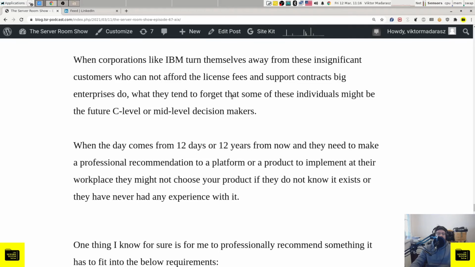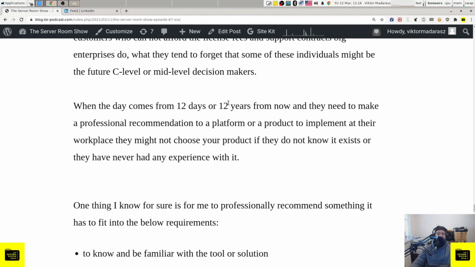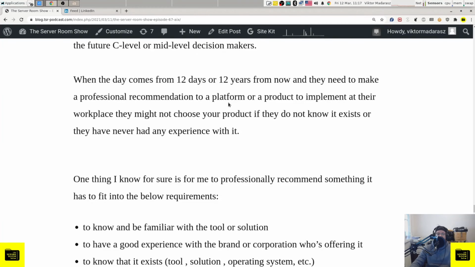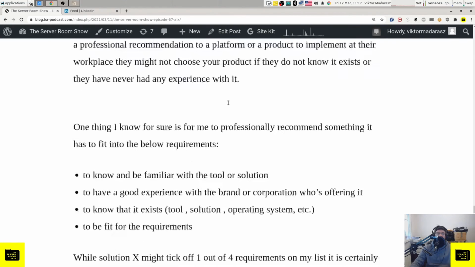When the day comes, perhaps 12 years from now, and they need to make a professional recommendation in their new position regarding a platform or a product to implement at their workplace, they might not choose your product if they do not know first of all that it exists, or they have perhaps never had any experience with it.